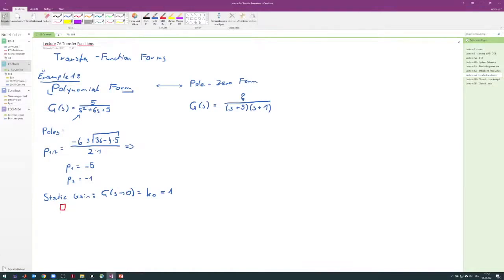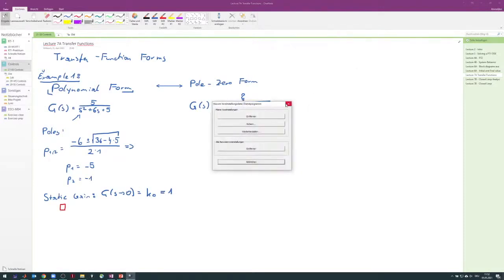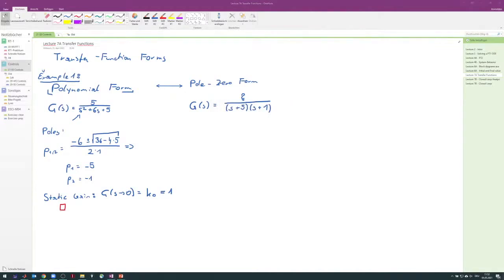I need to fix my board for a second because the projection is wrong. Okay. Sorry for that.